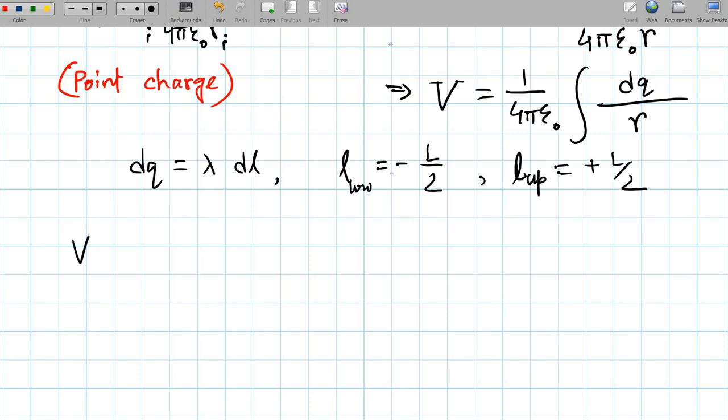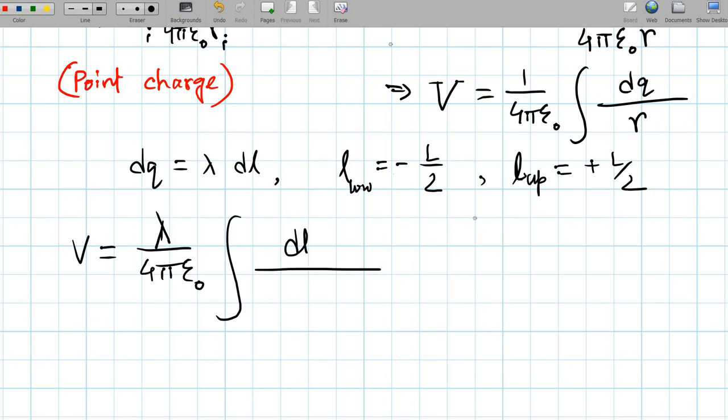So let's set up the integration. V is equal to 1 by 4 pi epsilon naught, and then the integral. Remember what dq was: dq was lambda dl, so lambda comes out. And then I have dl over, instead of this distance, the square root of d squared plus l squared, from minus L by 2 to L by 2.